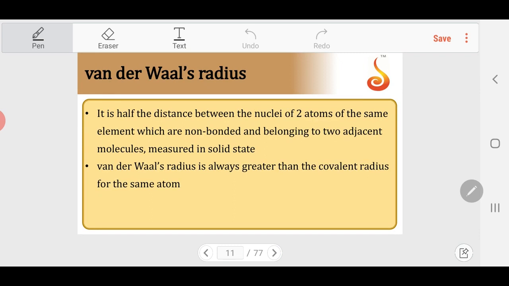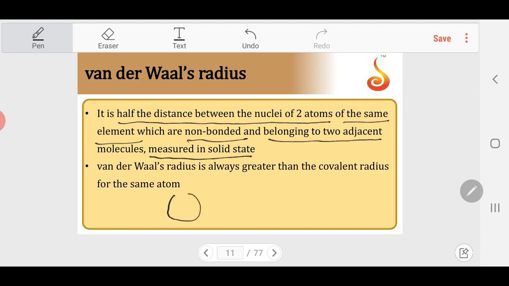On the other hand, van der Waals radius is half the distance between the two nuclei of atoms of the same element which are non-bonded and belong to adjacent molecules, and very importantly this distance is to be measured in the solid state, because in liquid and gaseous states the molecules will be in movement. The adjacent atoms of different molecules we cannot measure accurately, as it keeps changing. As a result, van der Waals radius is to be measured in the solid state. Suppose I take the representation. So this is one molecule.